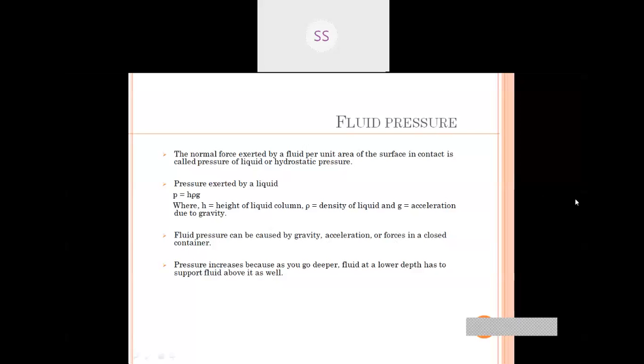Pressure increases as you go deeper, because the fluid at the lower depth has to support the fluid above it as well. At the lower level, there are layers of fluid on top of it, so the pressure at the lower level is higher than the pressure at the upper level. So always remember that pressure increases as we go deeper.